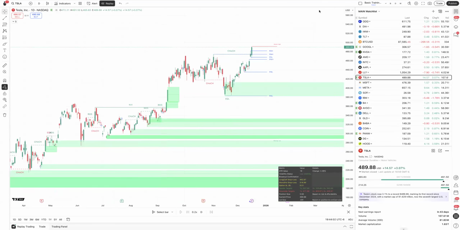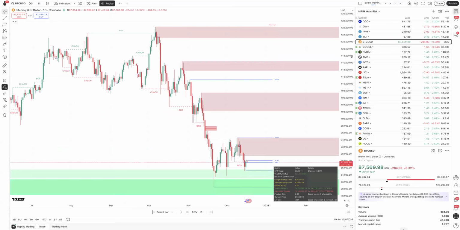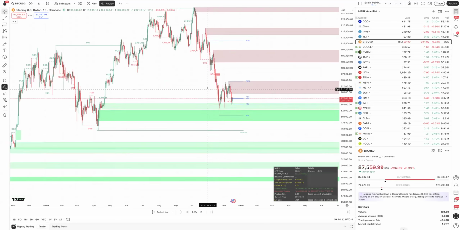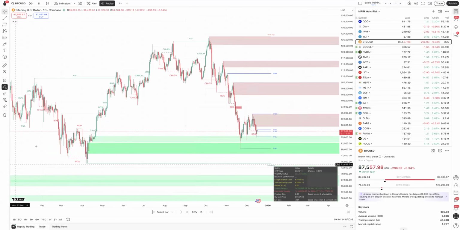But for this training today, you just want to stick to understanding how you can see where people are buying and selling the stock. Just like even in crypto, we can see everywhere they want to buy Bitcoin. Look at this. Bitcoin shot up from 80,000 all the way up to $125,000.